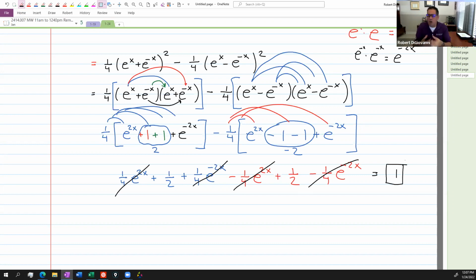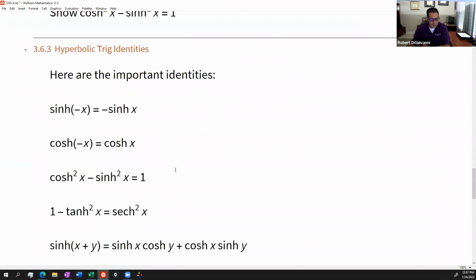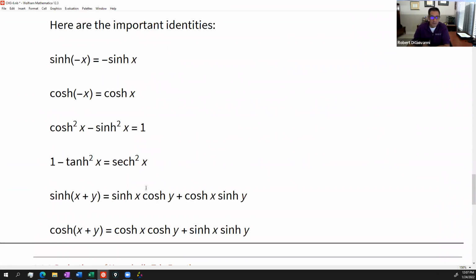All that is just showing you that that identity is true. Right? So just like we had all these identities with sine and cosine and all these important identities, there's a bunch of identities with hyperbolics. We're not going to spend 3 weeks studying them, but you need to know they exist. And here are the important ones. These are on your formula sheets, but you need to know that these are here.